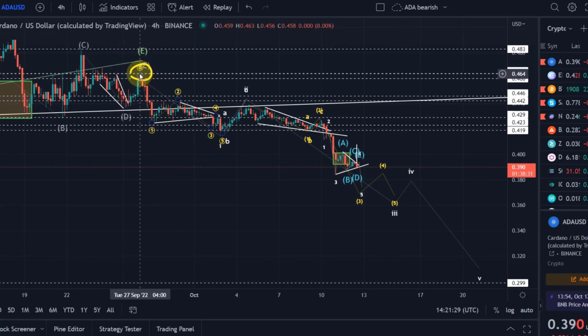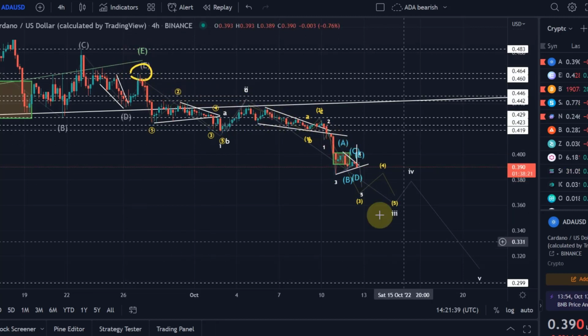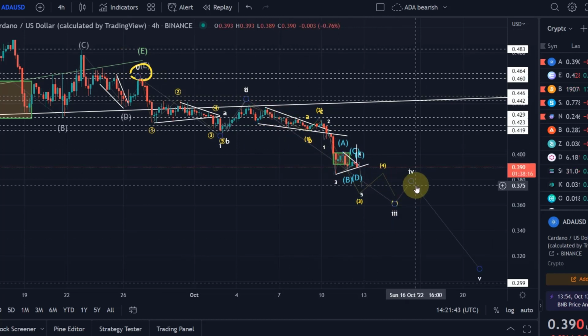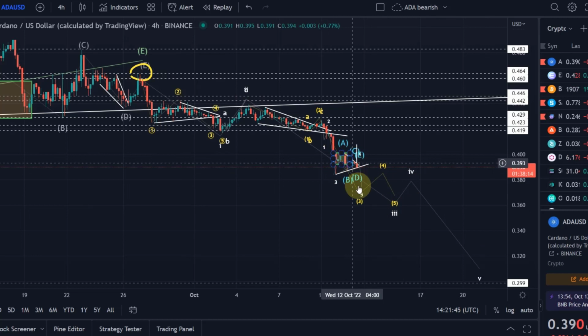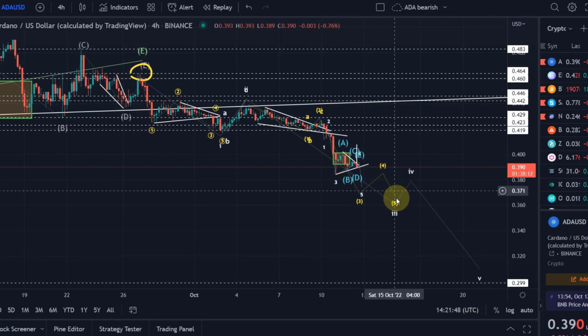Overall, from this swing high, the wave E triangle that actually ended here at 46.5 cents, we've been talking about declining prices, and we are heading further down in line with that. This Elliott wave count will give you a roadmap where we're heading. So one more leg down, then a wave 4 retracement, another move down.